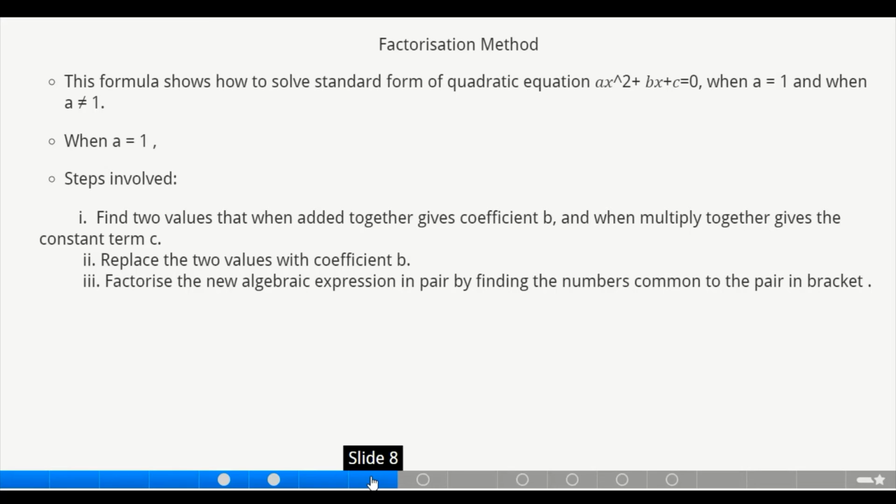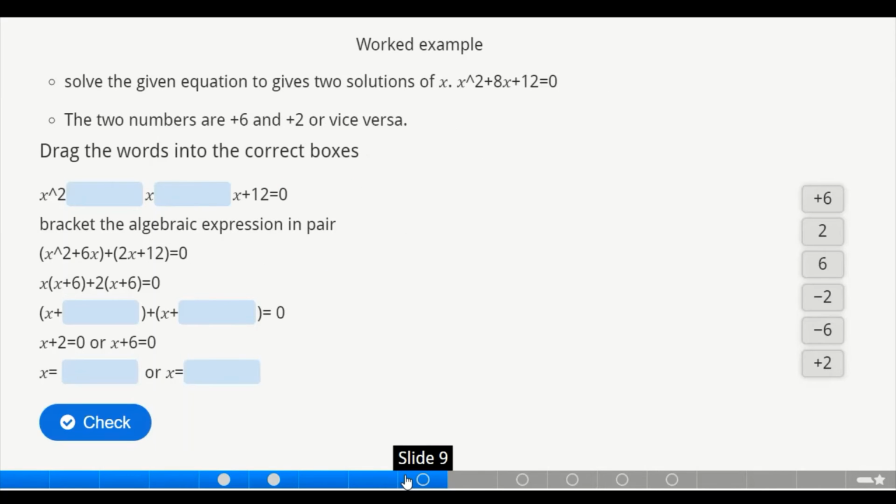So now what happens when our a equals 1? How are we going to solve the given equation? We find two values that when added together give coefficient b, and when multiplied together give the constant term c. After getting those values, we replace coefficient b with the two values we have gotten. Now we factorize the new algebraic expression in pairs by finding the common numbers in the pair of brackets. So with that, we are going to be looking at an example that we are going to be solving.